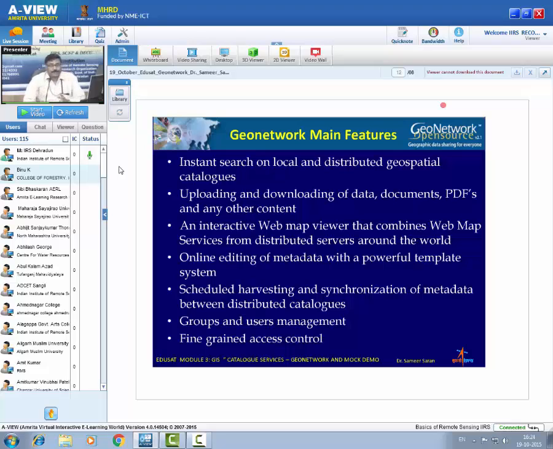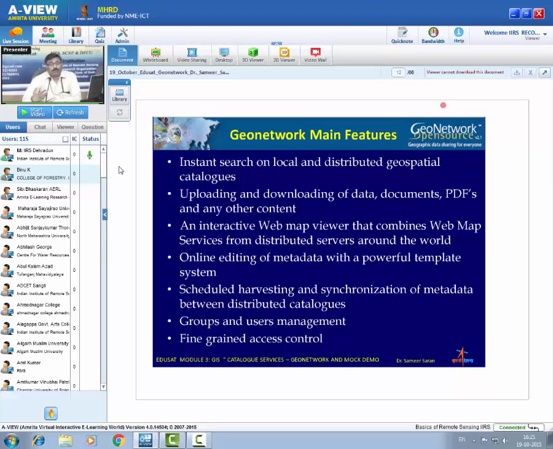So there are certain features available in Geonetwork open source. First of all, instant search on local and distributed geospatial catalogs. Here the searching mechanism is very powerful. Basically, it uses a distributed protocol called Z39.50. It is a protocol which allows you to do the distributed search, and it can provide you the result in a very limited time. So it can work on both local and distributed data sets. Then uploading and downloading of data is possible.